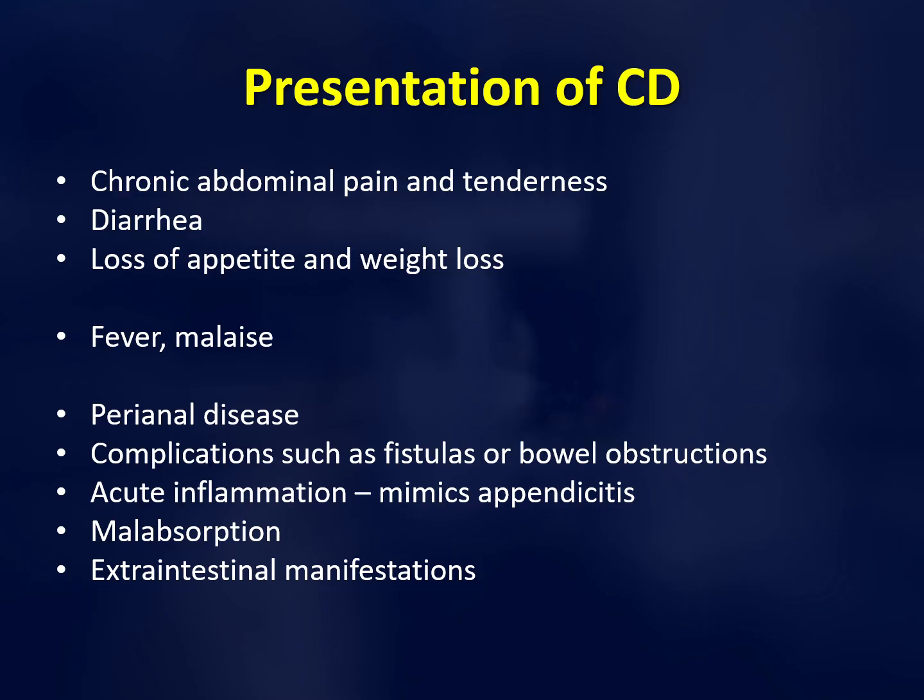Another characteristic presentation of Crohn's disease is what we call perianal fistulizing disease. So any fistula developing in the anal region, along with any inflammation in the colon and the small bowel, is straightforward Crohn's disease and cannot qualify for ulcerative colitis.